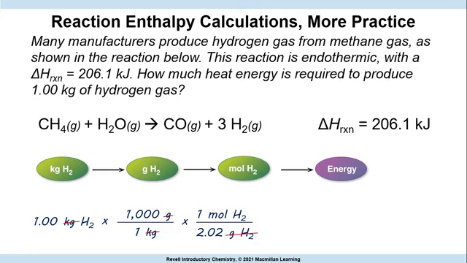Now we are going to use the conversion factor here in this balanced equation, that 3 moles of hydrogen gas give 206.1 kilojoules. That is what we will multiply with. So we see the 3 moles of hydrogen at the bottom. The moles of hydrogen cancel with moles of hydrogen, and we are left with just kilojoules, and that gives us a value of 3.40 times 10 to the 4 kilojoules of energy that is required to produce the hydrogen gas.